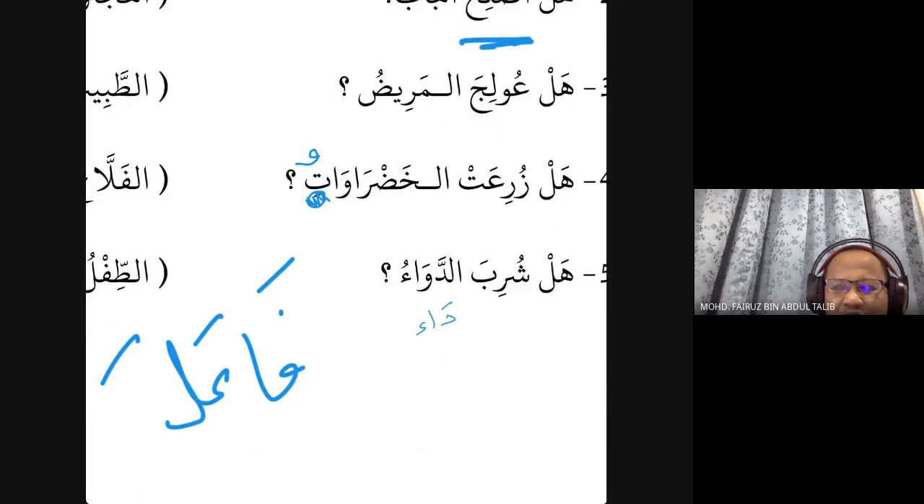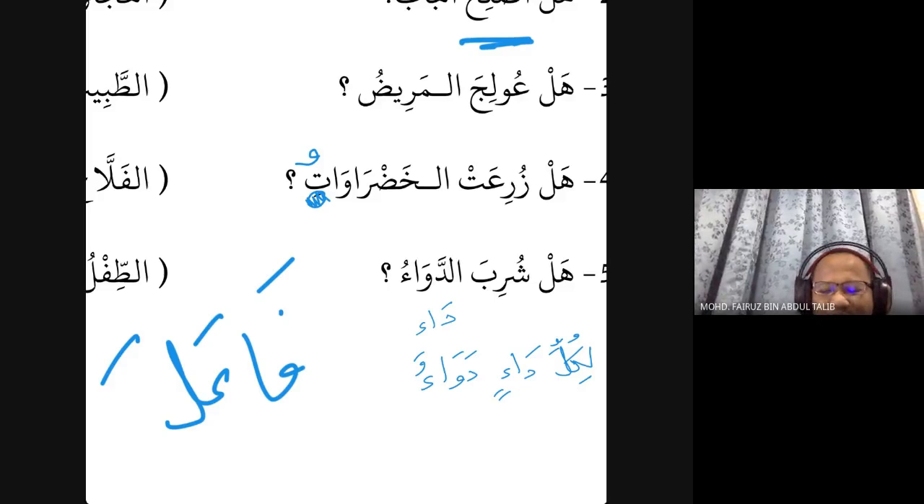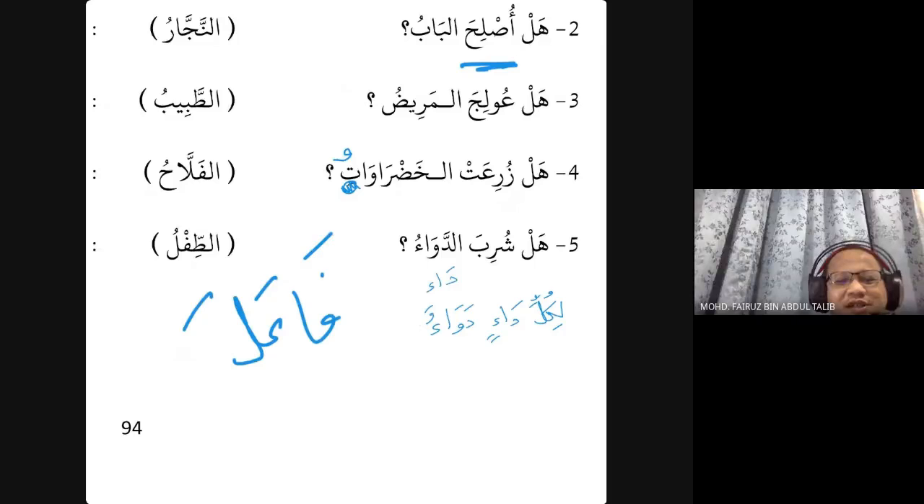So there is a saying. I'm not sure whether this is from a hadith or not. It goes like this: likulli da'in dawa'un. For all disease, there will be a medicine for it. So the thing is, what is the medicine? So we need to look for it. Likulli da'in dawa. Except maut, of course. Except death. So when you are destined to die, then of course there will be no dawa for you. So we go back to the sentence.